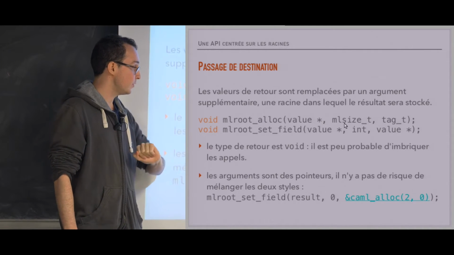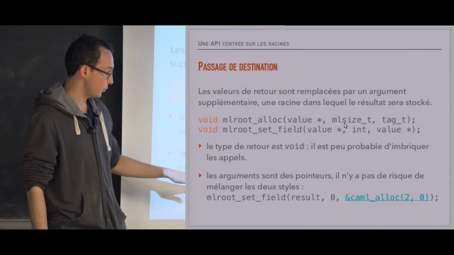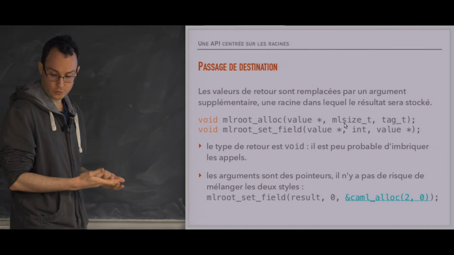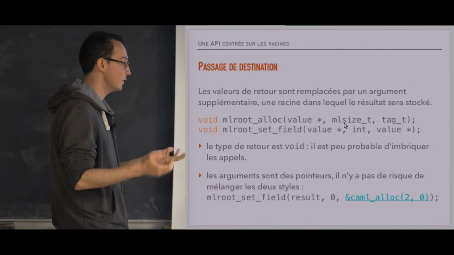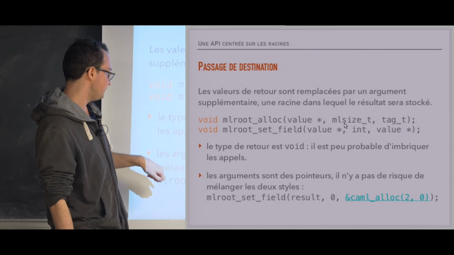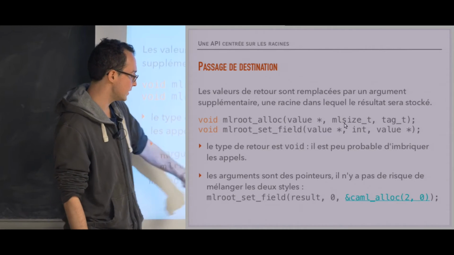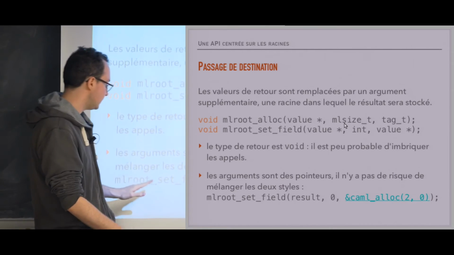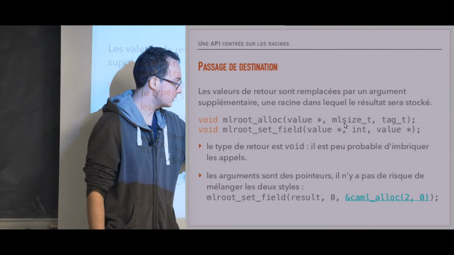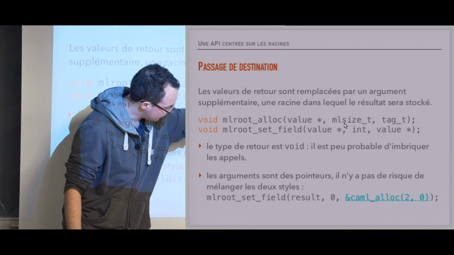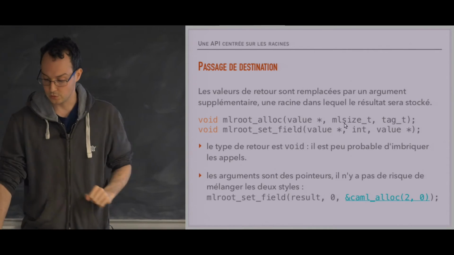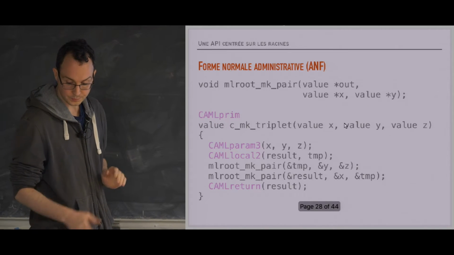Because the return type is void, it's unlikely that the user will nest the calls. So the style is a bit more verbose, but we can prevent the erroneous use. And here, for instance, we see that if we wanted to mix both styles of API, we would have to take the address of a temporary, which is returned there, because this returns an OCaml value, whereas our API expects a root. So this also cannot happen.